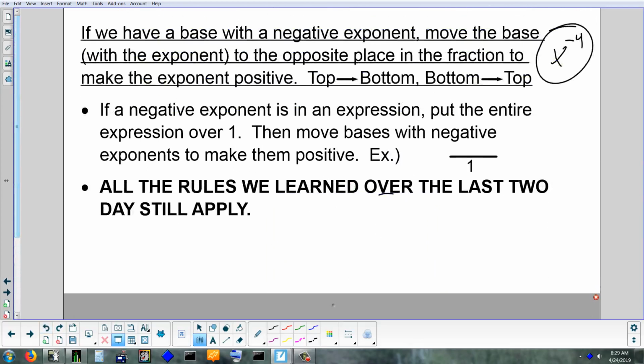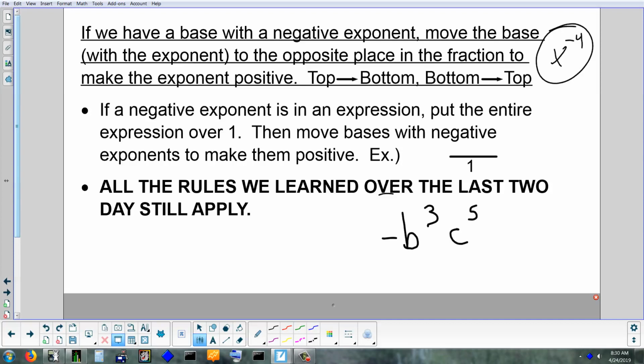If we gave you something like this, that's fine too. Because, again, we're only moving negative exponents. My exponent with my negative b is positive 3. My exponent with my c is 5. The base is negative, not the exponent.